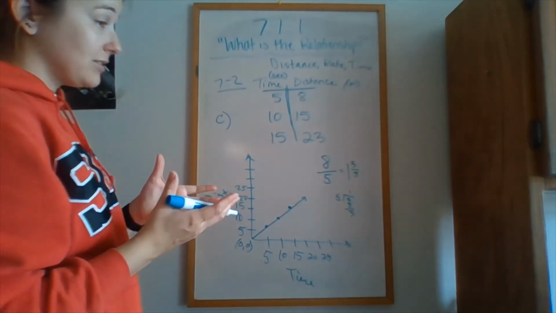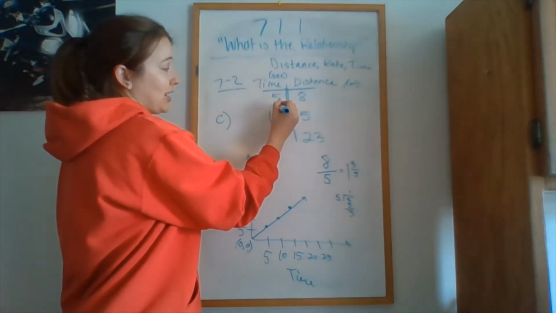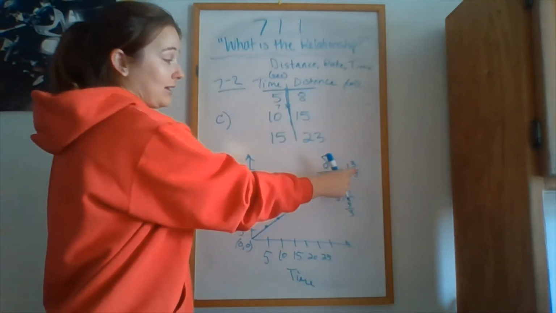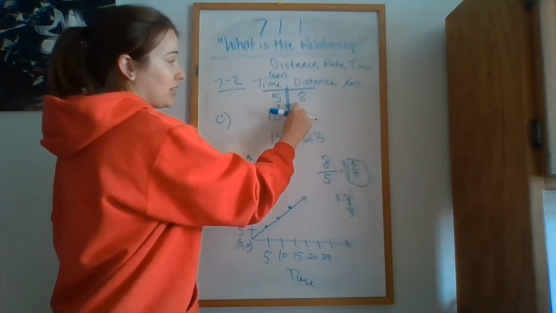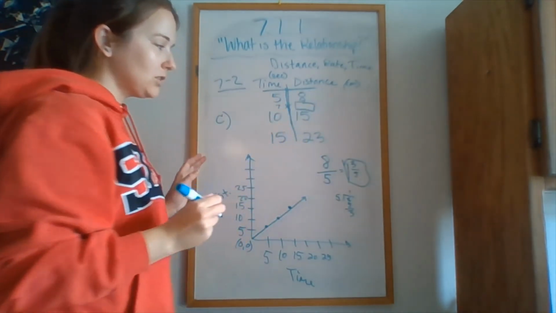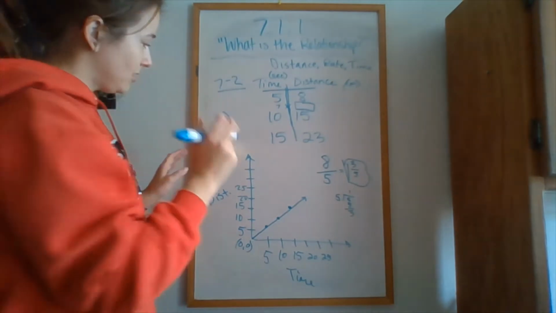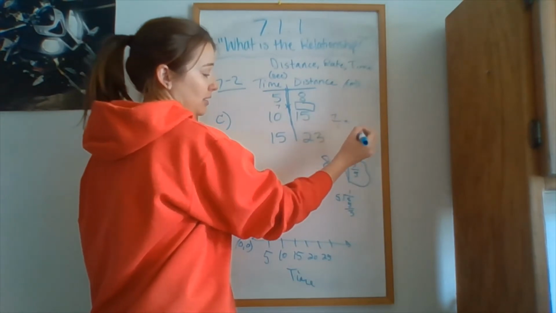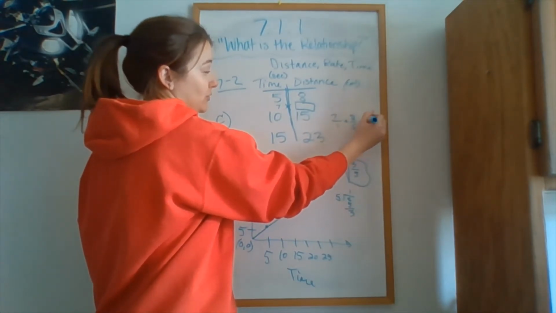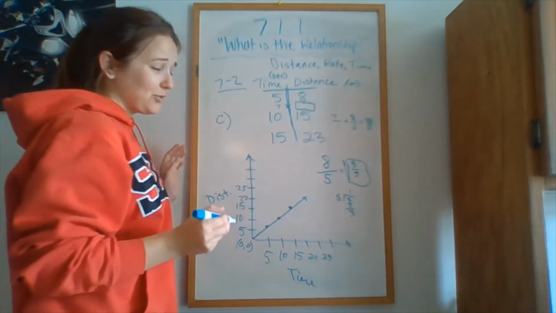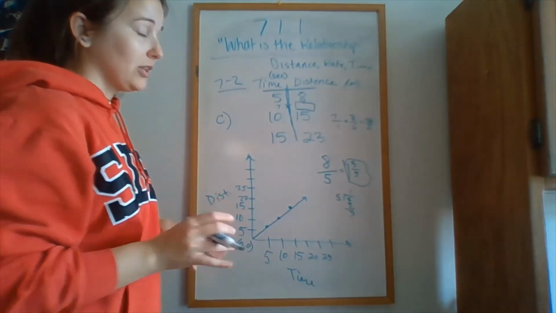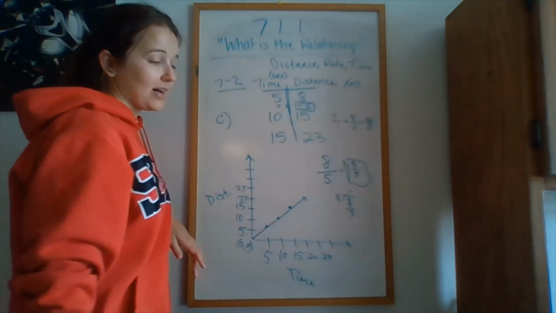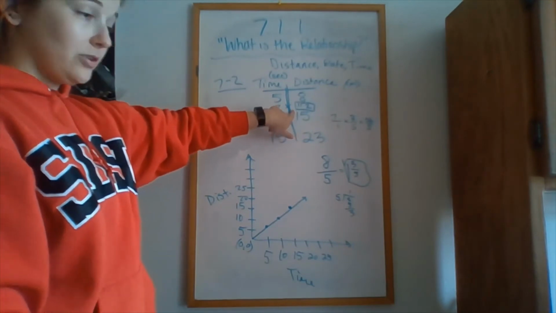So in order to find 7, because they want us to find 7 now, if we added 7 in here for the time, we need to multiply that 7 by 1 and 3/5 to get our answer here for distance. So 7 times 1 and 3/5. I did decimal, but I'll do the fraction form right here: 7 over 1 times 8 over 5, just 56 over 5. And if you put that in decimal form, it's about 11.2.